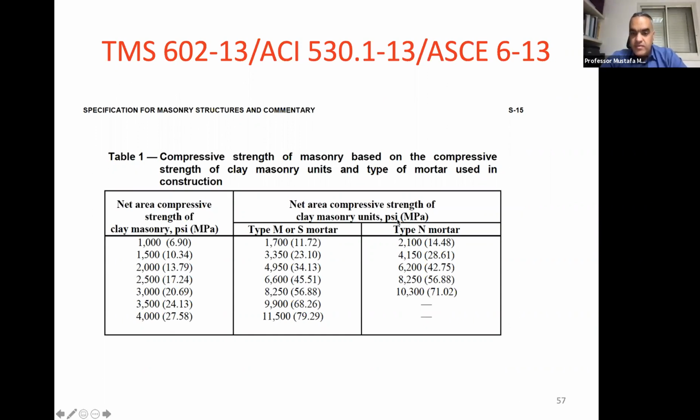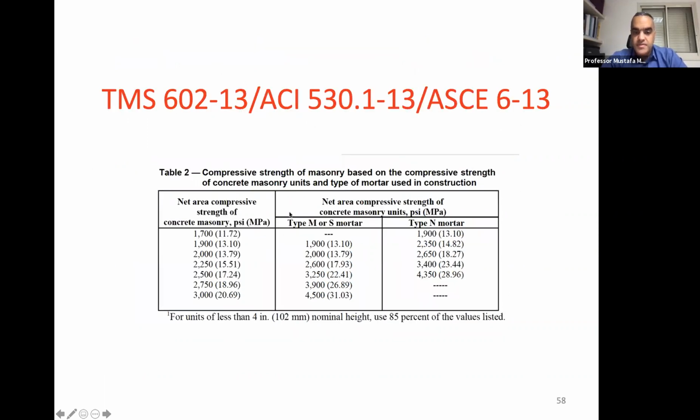Here you look at, for example, net compressive area of a unit. So for, let's say, 4,450 with type N, we will get 1,500 PSI. Okay, so that's how this works. And then we have the same thing for the concrete masonry. So here, net area compressive strength of concrete masonry unit. If that is, for example, 2,650 PSI with type N, that gives us 2,000 PSI.